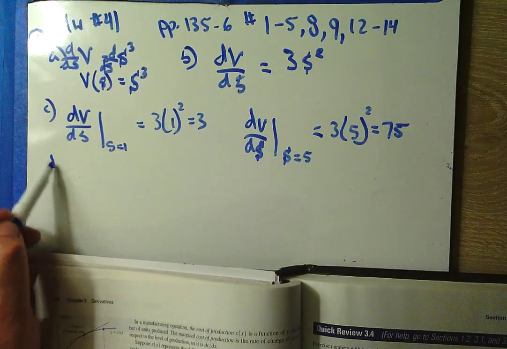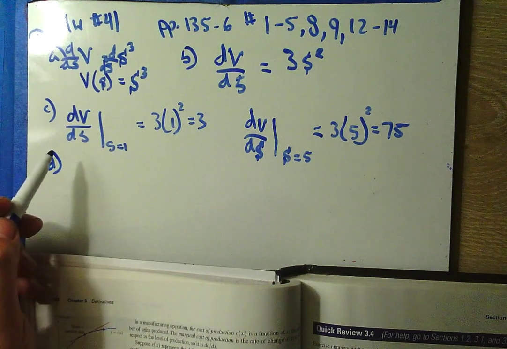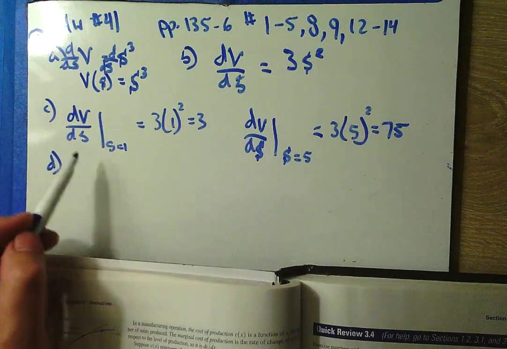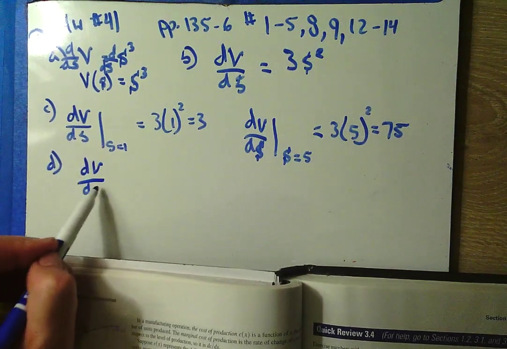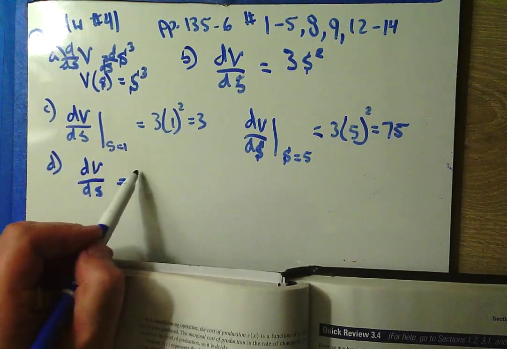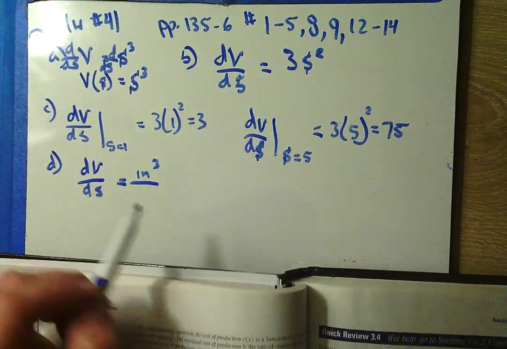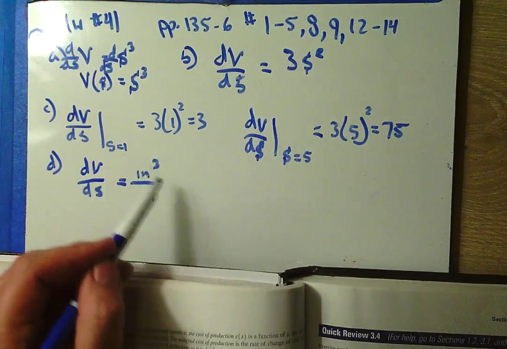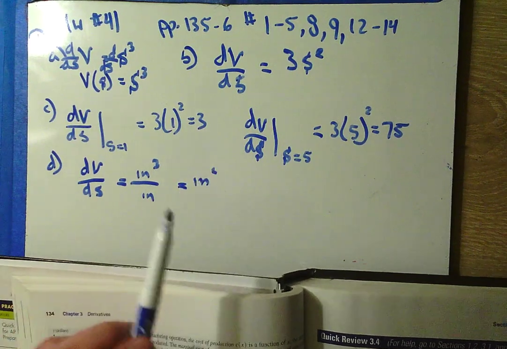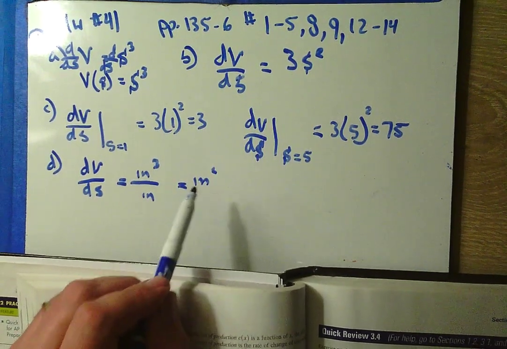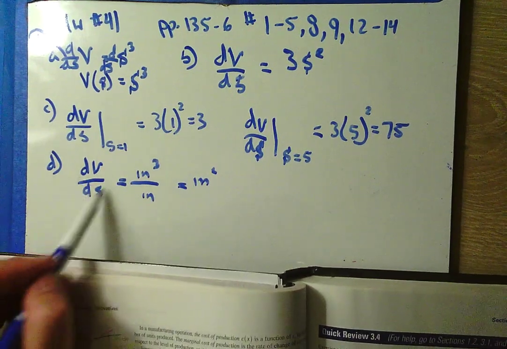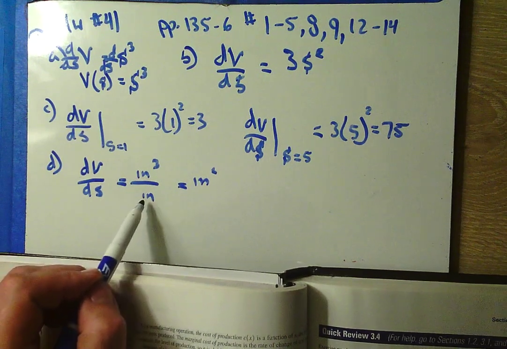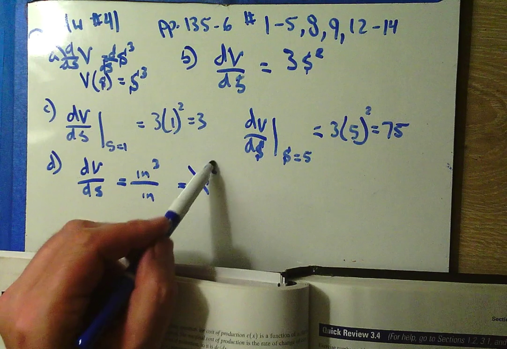And then finally, part D says if s is measured in inches, and V is measured in cubic inches, what would the units for dV/ds be? Well, a change in volume is inches cubed, and a change in s is inches. Now, you're welcome to turn this into inches squared, but who the hell knows what that means? That's area. No, that's not what this is. This is a change in volume as the side length changes. So I wouldn't do that.